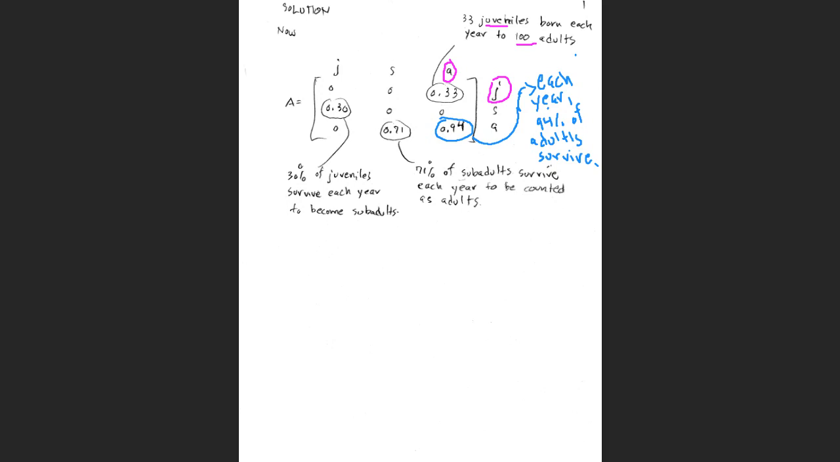Okay, in order to determine what the future is for this spotted owl, what do we need to find for this matrix A? What's necessary to find?